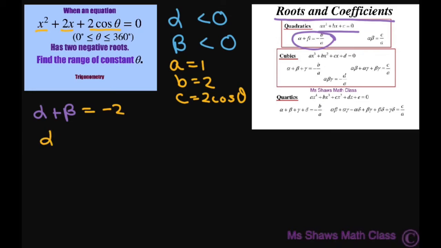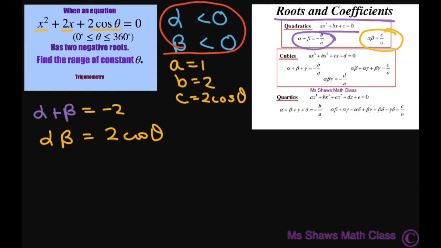Now alpha times beta equals c divided by a, so that's 2 cosine of theta divided by 1. Since these are both negative, and I'm multiplying a negative times a negative, this is going to end up being positive.